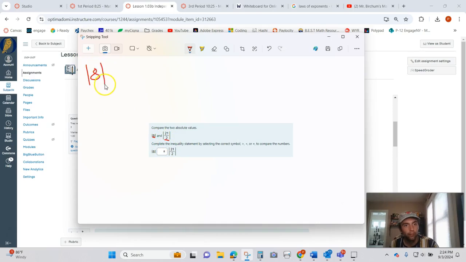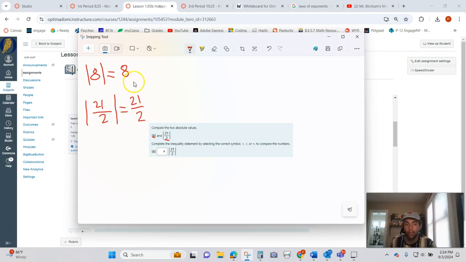So the absolute value of 8 is asking us how far away is 8 from 0. Well, 8 is 8 units away from 0. And the absolute value of 21/2 is asking us how far away from 0 is 21/2. Well, 21/2 is 21/2 away from 0. The absolute value is itself in positive form, even if it already started as a positive.